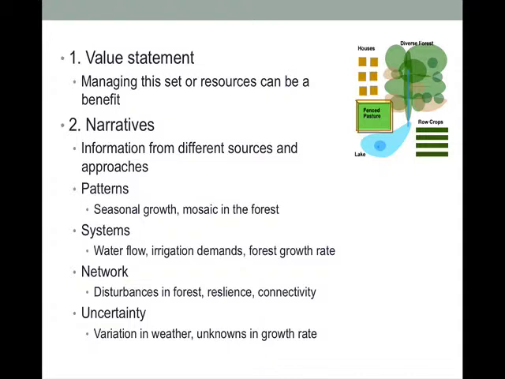And the narratives would come from different information sources and approaches. So first, the approaches. These are things that we talked about in class, such as patterns. Is there seasonal growth? Is there a mosaic in the forest? What other sort of patterns can you see that might be important to understand? The systems: there's the water flow from the forest to the lake, there's irrigation demands, there's the forest growth rate, there's the number of people that live there and the population growth of the community. There's all these sorts of stories that we could tell using a systems approach.